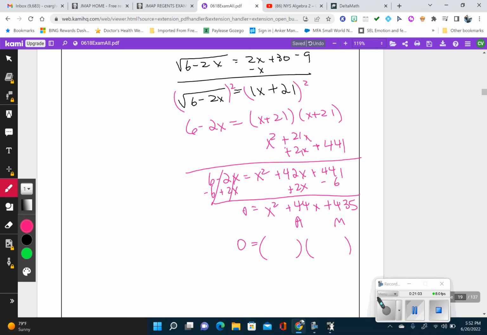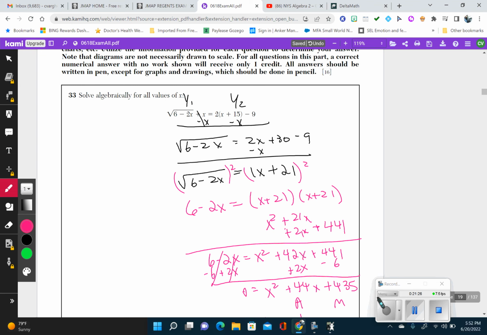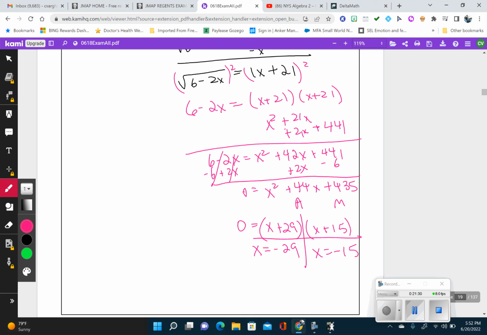Or you could do the quadratic formula here, but this is going to be x plus 29 and x plus 15 is equal to 0. And then to solve it, you just take them and set them equal to 0. So you get x is equal to negative 29 by switching the sign, and x is equal to negative 15. Okay. If you check it by plugging it into the calculator, like the y1, y2, you will see that only one of them works.